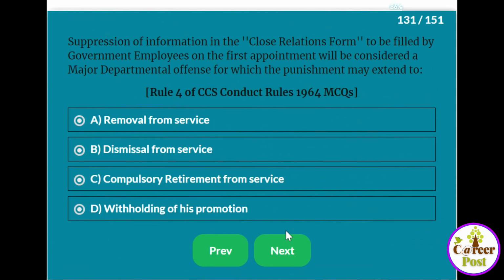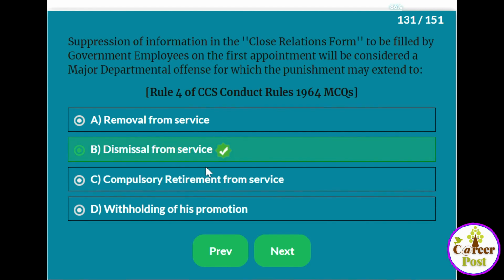Suppression of information in the form to be filled by government employees on the first appointment will be considered a major departmental offence, for which punishment may extend to removal from service, dismissal from service, compulsory retirement from service, or withholding of his promotion. It is dismissal from service.